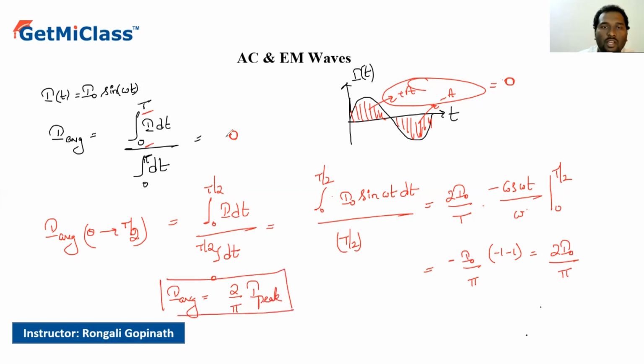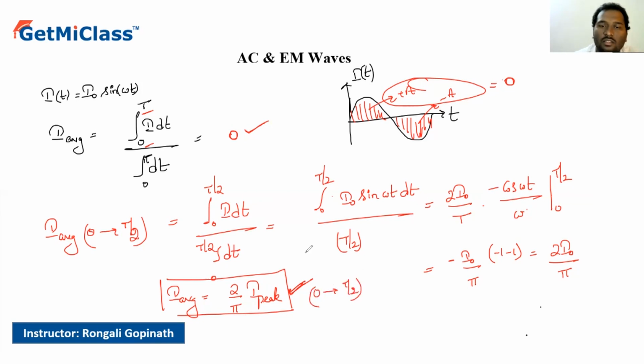But what should we take? Should we consider the average current to be 0 over a one full cycle? Or should I consider the average current to be I peak by pi over a half cycle? We will be considering this because we can never say that current never flew, or the energy transfer did not happen from the voltage source to the passive elements like resistor, capacitor, or inductor. Isn't it? So I can always say that, remember, whenever I say I average, it is always between 0 to T by 2, that is for the half cycle.